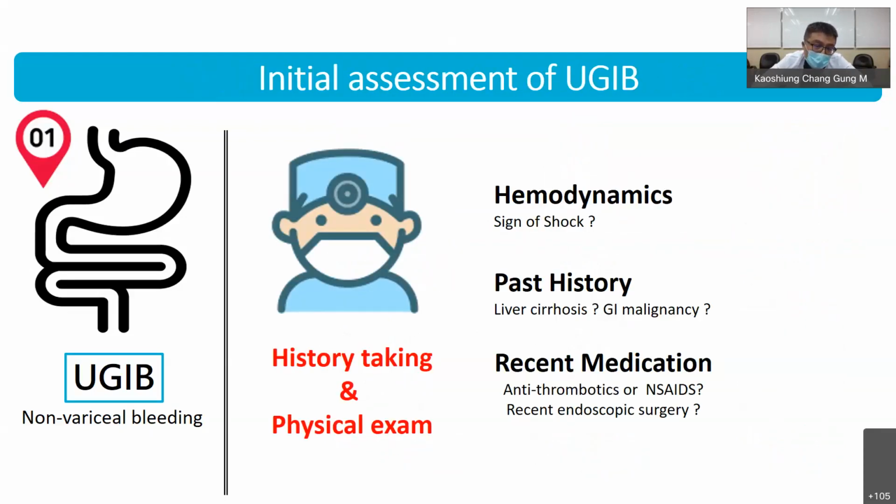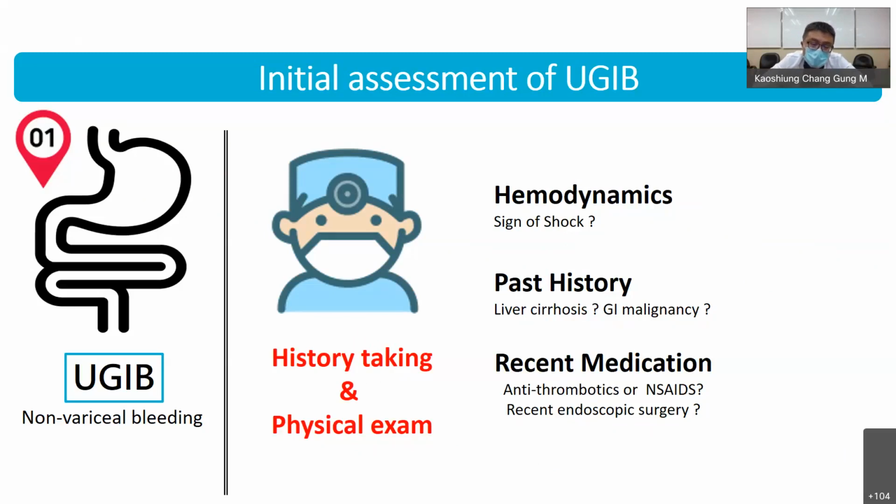Like all diseases, the initial assessment of upper gastrointestinal bleeding is careful history taking and physical examination. Do patients have any signs of shock? You need to be aware of this at the first time, okay? Including shortness of breath, tachycardia, or shock with low blood pressure, okay?